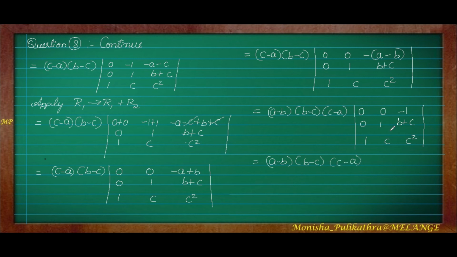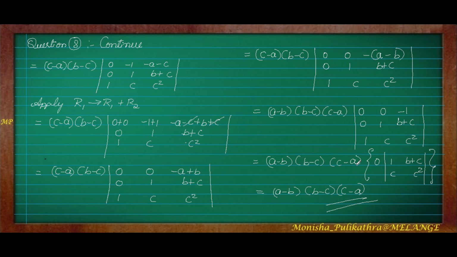If I take the determinant, here the first number will be 0. If I take 0, and the adjacent things go, the remaining will be 1, B plus C, and C, C square. But 0 into any determinant will be equal to 0. So these things will get cancelled. What is remaining here? A minus B, B minus C, and C minus A will be remaining. So that is what we need to prove in the first sub question.